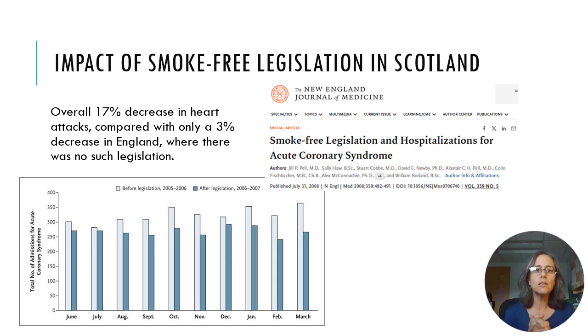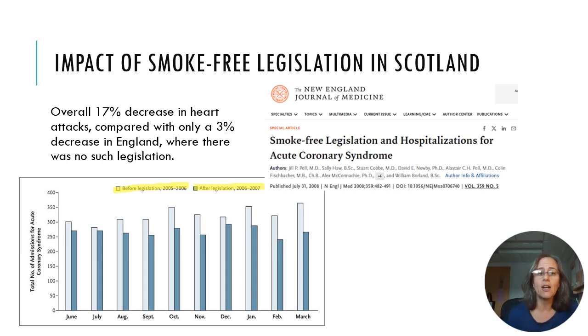And so what they looked at was the incidence of acute coronary syndrome, which is a fancy way of saying heart attack, right? So people going to the hospital with heart attacks, both before and then after that law was passed. And what we see down here is the light blue is before and the dark blue is after. Hugely significant drop, right? It's not like heart attacks went away. There's lots of things that cause heart attacks, but a huge drop, and a huge drop right away.